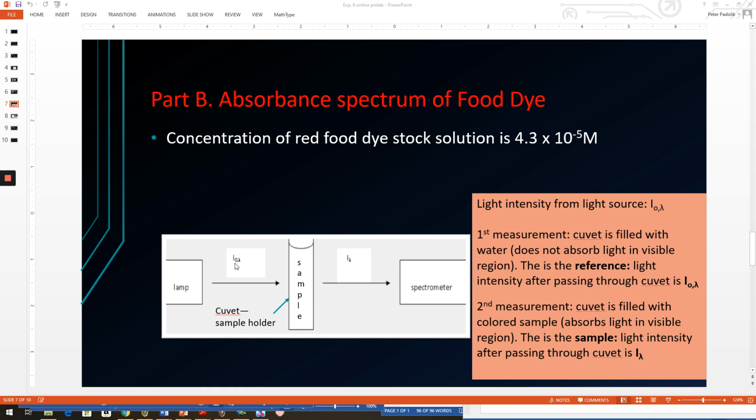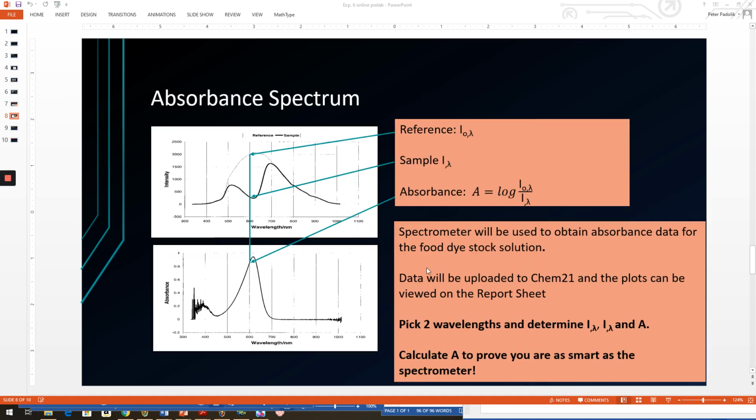The second measurement occurs after the cuvette containing the colored sample solution is placed into the sample holder. Because the sample is colored, it absorbs light at certain wavelengths, and the light intensity at these wavelengths will be lower. These intensities are simply called I. What we're interested in is the amount of light actually absorbed by the sample. This can be calculated by taking the log of the ratios of the intensities of the reference and the sample. The spectrometer does this calculation at each wavelength and makes a plot of absorbance versus wavelength, which is our absorbance spectrum.